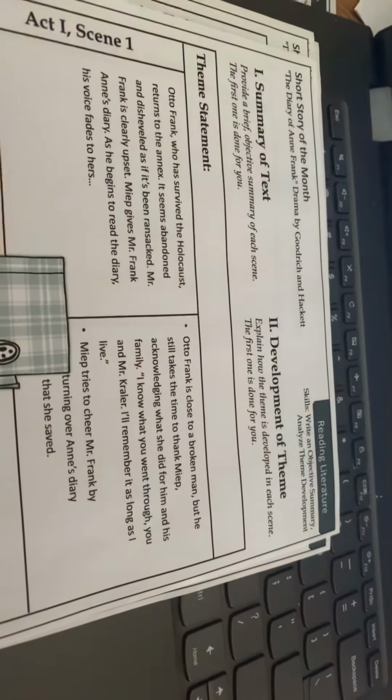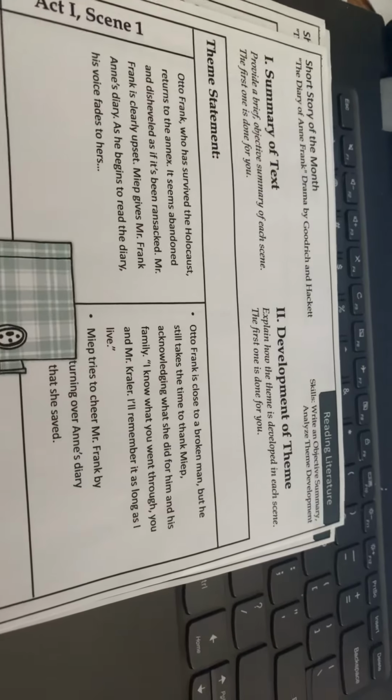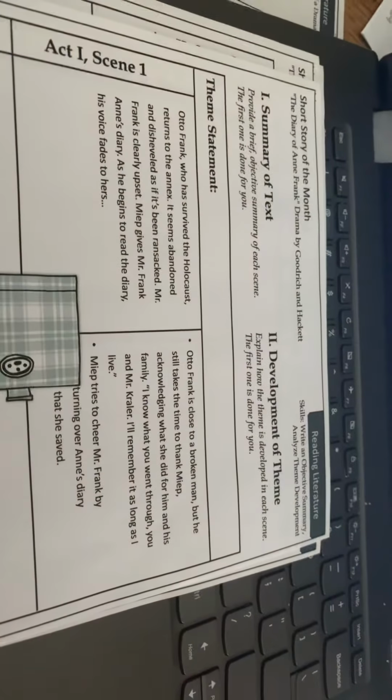All right, and then the second part, which is this box here, tells you about the development of a theme. So you're going to explain how the theme is developed in each scene. So this is your theme, but we're trying to explain how this theme was developed. Okay, this is already done for us.